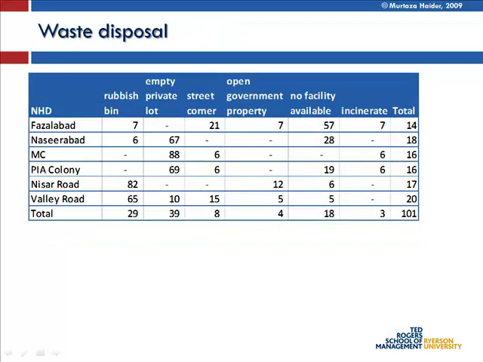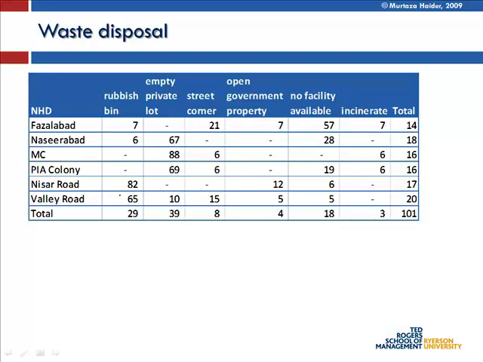Moving further, how waste is disposed. Here you would see that a large number of households in the low-income neighborhoods reported saying that no facility was available. That is 57% in one neighborhood. But if you look at the high-income neighborhoods, very interesting that 82% in one neighborhood and 65% in the other neighborhood reported a rubbish bin being available. So this is very illustrative.